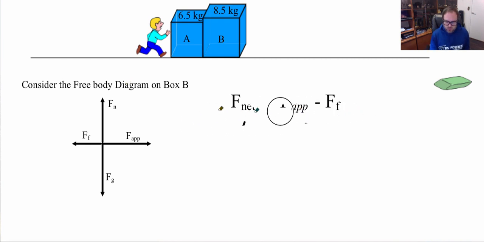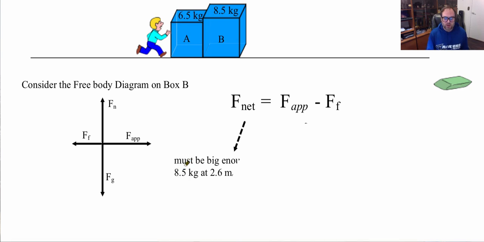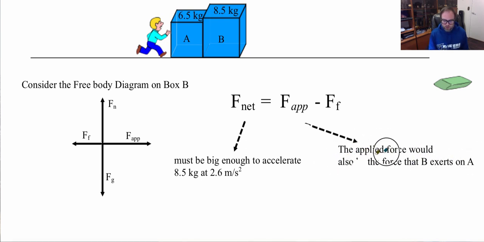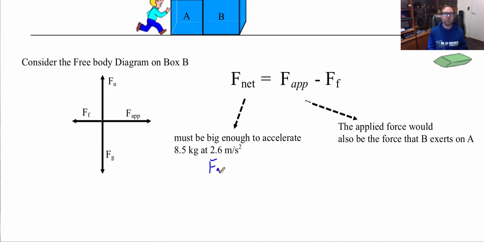So in this case, we look at it, my net force is equal to, once again, my applied force minus the force of friction. So my net force must be big enough to accelerate all of block B, which is 8.5 kilograms, at 2.6 meters per second squared. My applied force is the force that B exerts on A. So if I rearrange this, I'm going to get my applied force is equal to my force of friction plus my net force. So in other words, I know that my force applied, which is A on B, is going to be equal to my net force plus my force of friction.